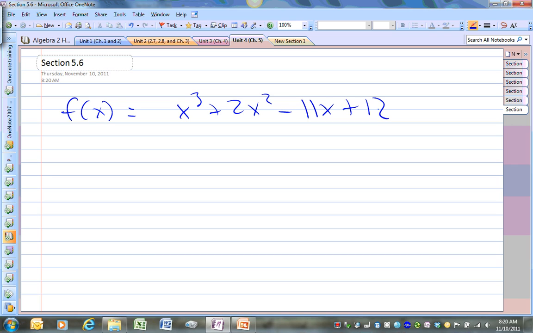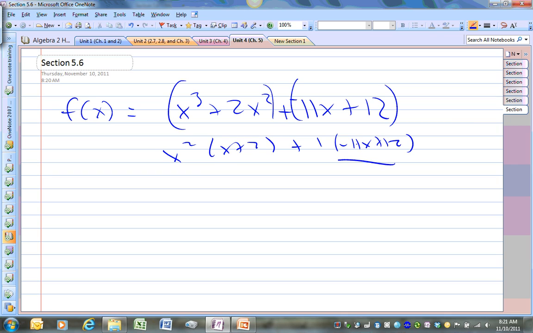If you did, and don't write this down, you first would have to factor out an x squared, and you get x plus 2. Really can't factor anything out of here. And notice that these are not the same, so that wouldn't have worked for us. So factor by grouping doesn't work here.